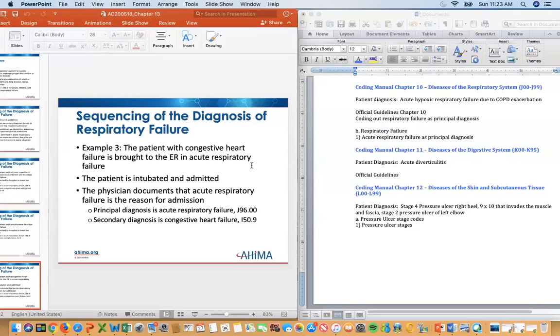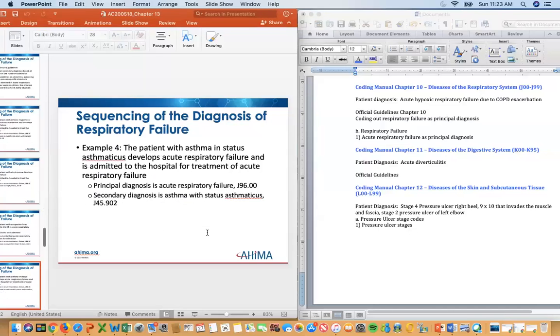Number 3, the patient with congestive heart failure is brought to the ER in acute respiratory failure, intubated and admitted. The physician documents that the acute respiratory failure is actually the reason for admission. So if they're coming in just for that, you're going to code out your acute respiratory failure, and then your secondary diagnosis is congestive heart failure. Sequencing, again, we're still on respiratory failure. We have example 4, a patient with asthma and status asthmaticus develops acute respiratory failure, admitted to the hospital for that respiratory failure. Again, principal diagnosis is acute respiratory failure with the status asthmaticus as secondary.